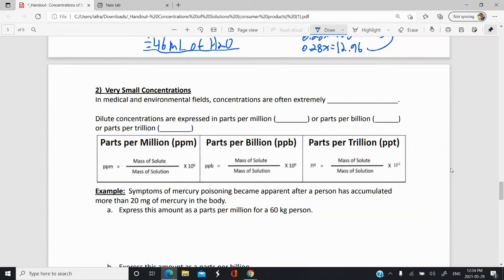So let's go ahead and see if we can fill in some blanks first. In medical and environmental fields, concentrations are often extremely small, but they're still important. So when we have these very small dilute concentrations, we're going to express them in parts per million, which is ppm, parts per billion, which is ppb, and parts per trillion, which is ppt. Almost like a percentage, but instead we have million, billion, and trillion that we multiply it by.